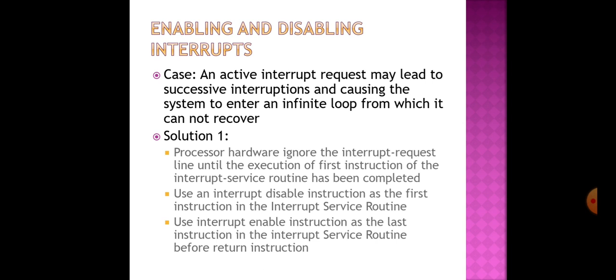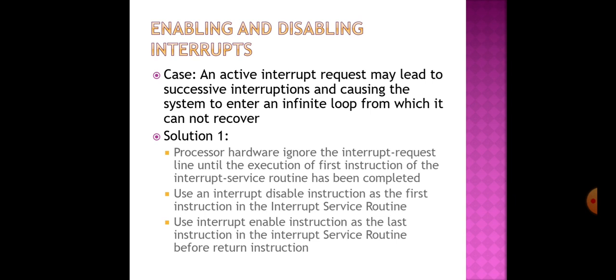Suppose a device requested an interrupt, then the processor accepted it and started execution of the corresponding interrupt service routine. But the device doesn't remove its request signal during the execution of the interrupt service routine, and this causes a problem: the processor may misinterpret this signal as another interrupt and go on servicing the request, which may lead to successive interruptions, causing the system to enter an infinite loop from which the system cannot recover. We have three important solutions for this problem.